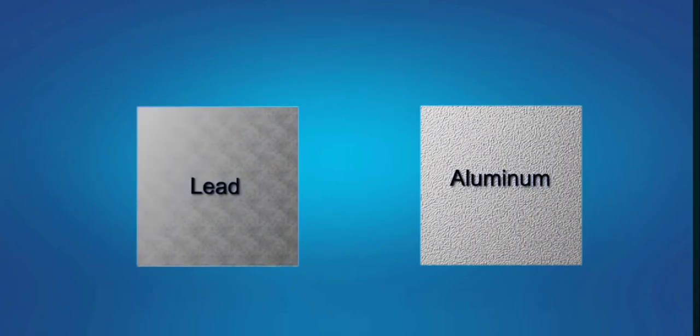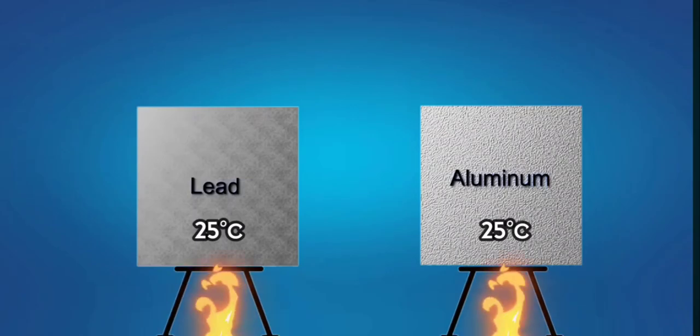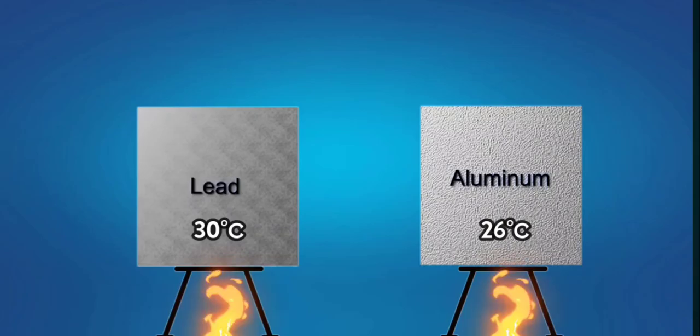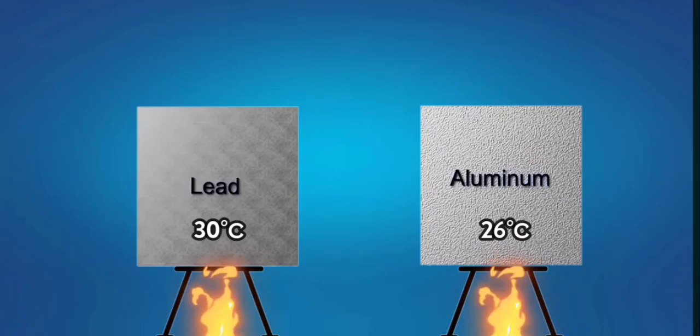Let's assume that both of these materials are at a temperature of 25 degrees Celsius. Now, let's apply the same amount of heat to both materials. When heat is applied, it takes more time for the aluminum material to increase in temperature from 25 degrees Celsius to 26 degrees Celsius than it does for the lead material. However, the lead material will quickly reach 26 degrees Celsius from 25 degrees Celsius.